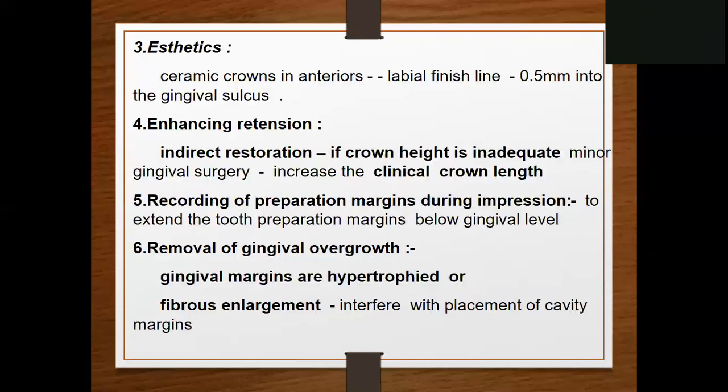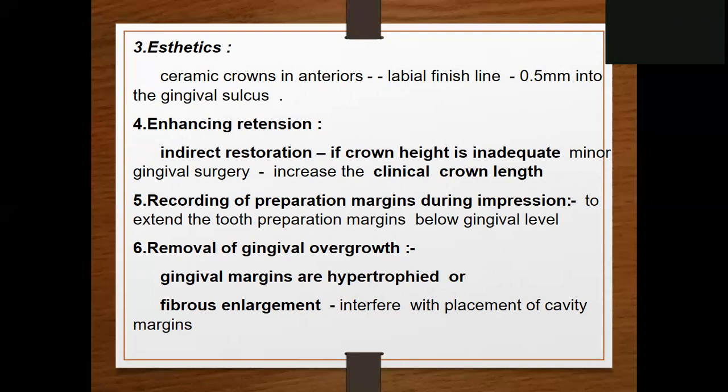The third is aesthetics. In case of the ceramic crowns, that are preferably given on the anterior tooth, the labial finish line should be 0.5 millimeter into the gingival sulcus. That is, the subgingival preparation is preferred because the margins of the crown should not be visible, for the aesthetic concern of the patient, especially in case of the anterior tooth.